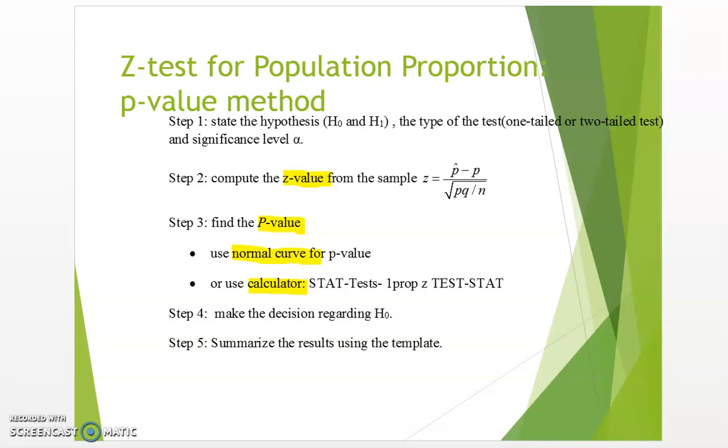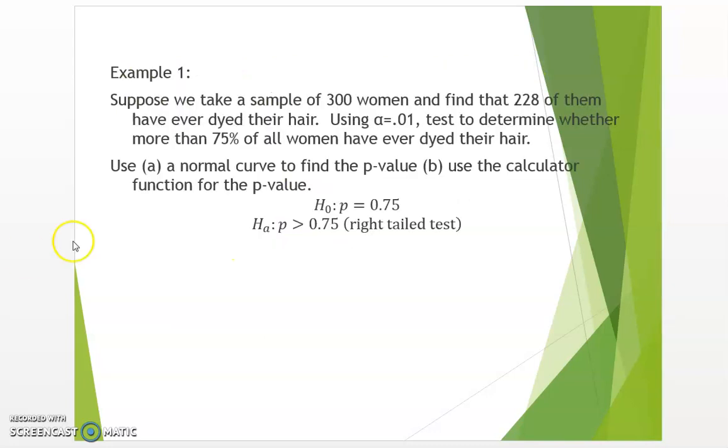Alrighty, let's look at one question for illustration. This question is also on your handout. Suppose we take a sample of 300 women and find that 228 of them have ever dyed their hair. Using alpha equals 0.01, test to determine whether more than 75% of all women have ever dyed their hair. Once you see a percentage in the claim, this is about proportion. So you should have p in your hypotheses.